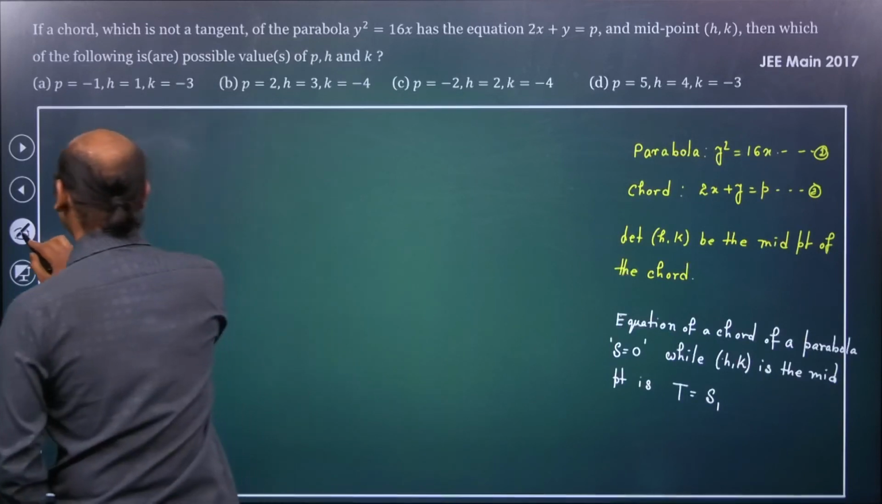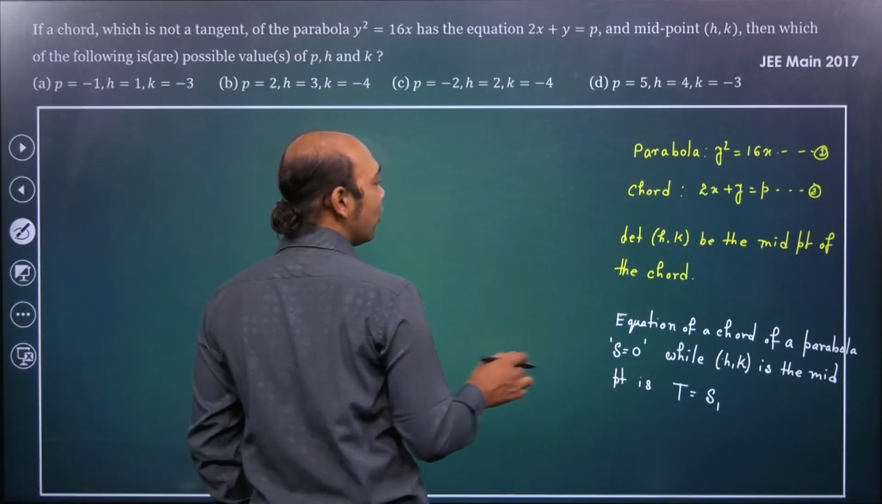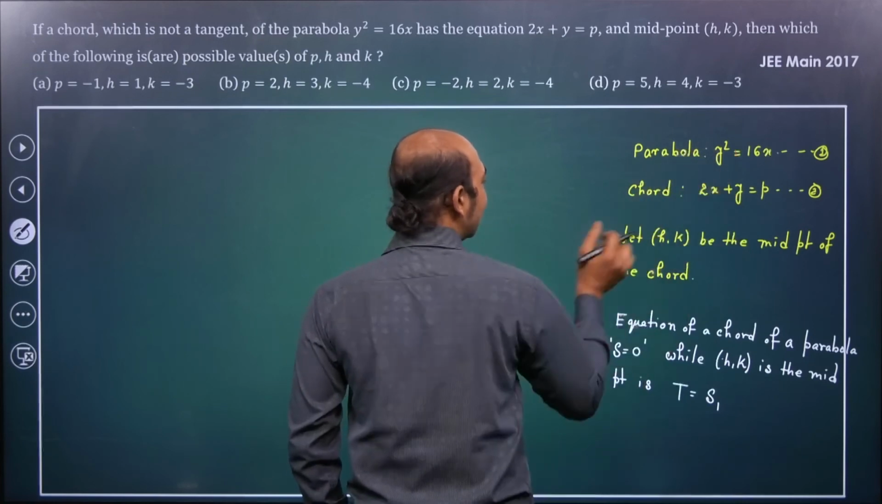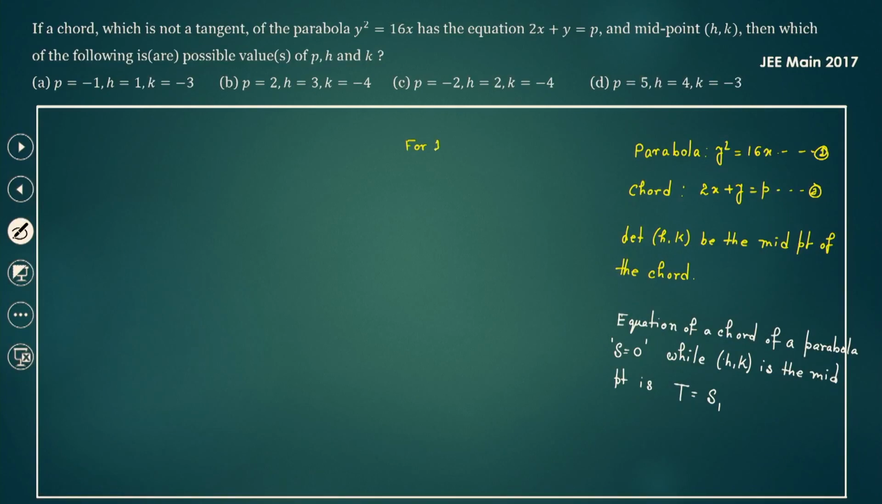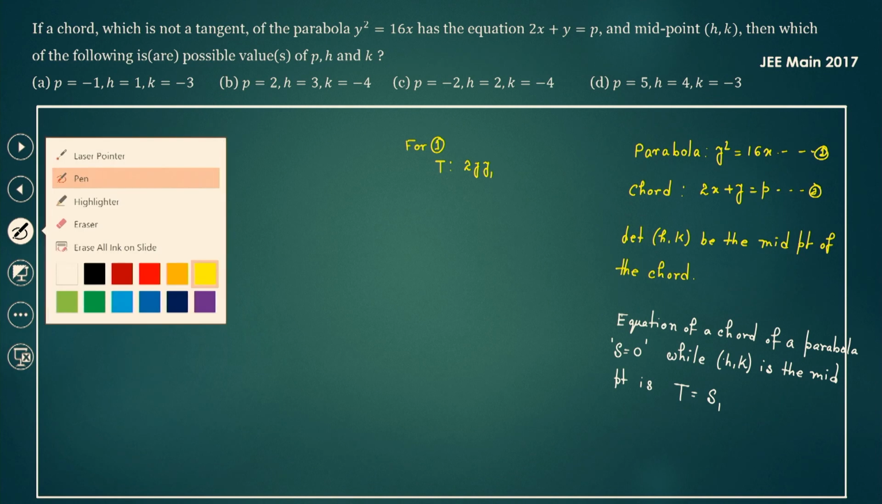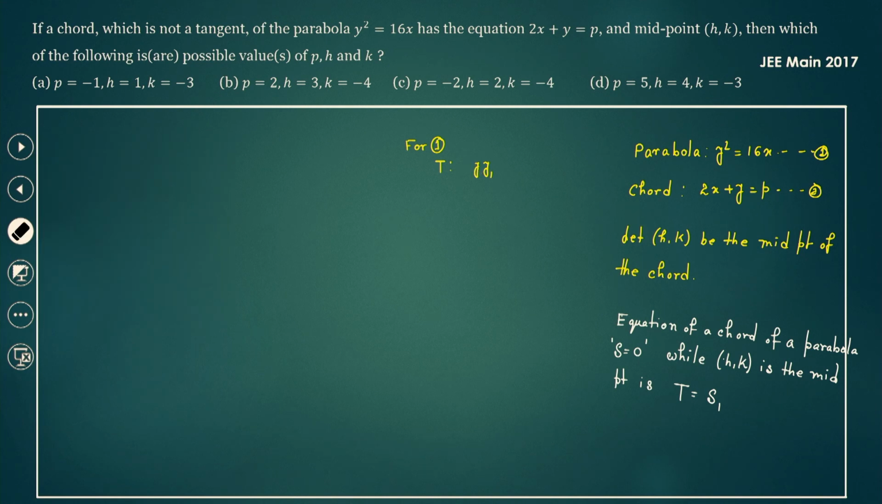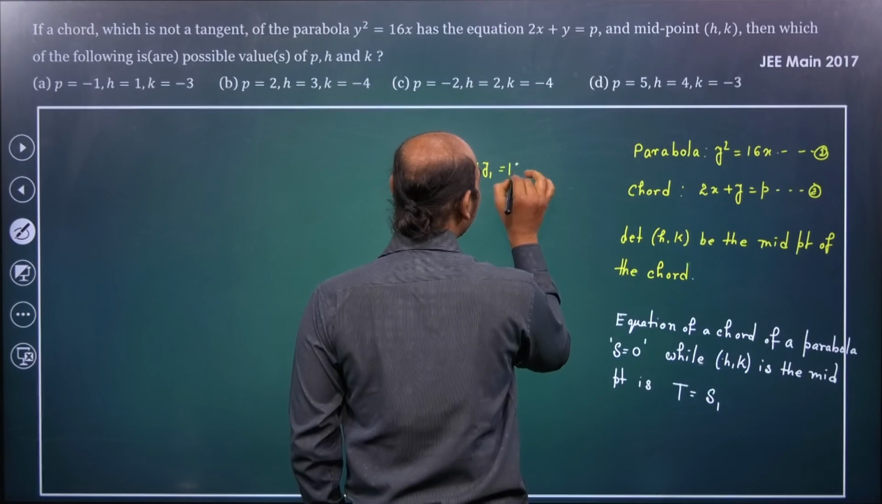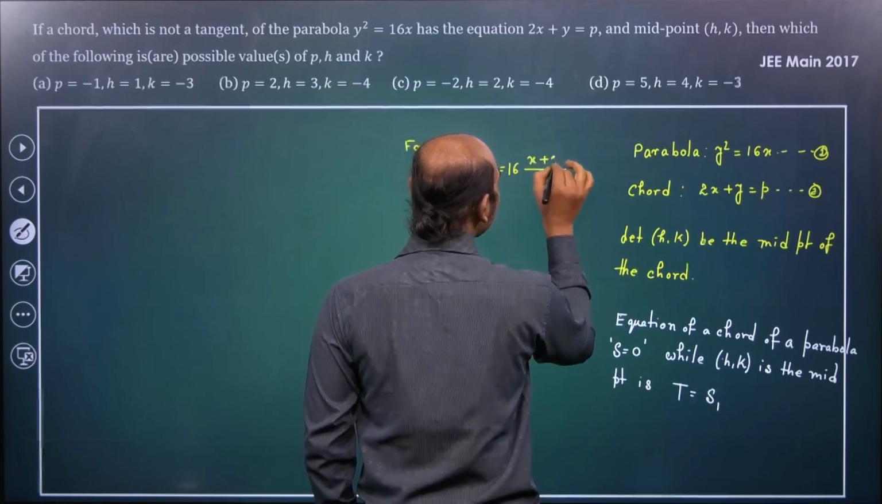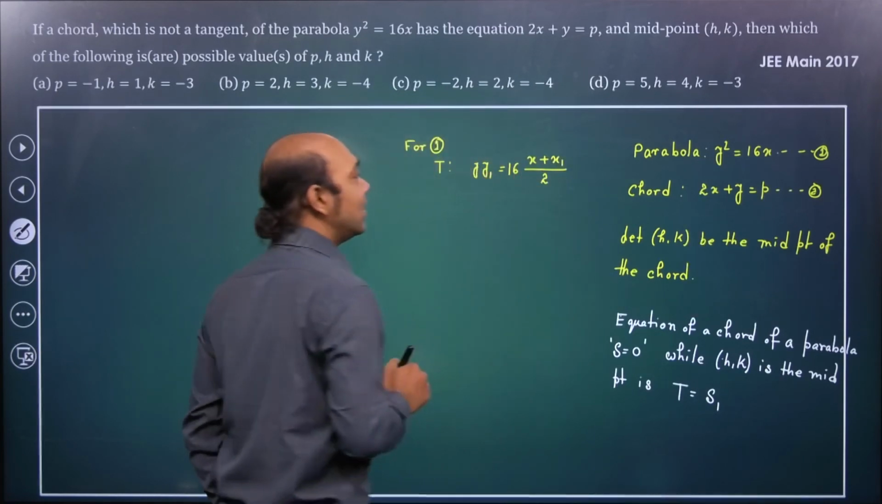Now what is T here? T is equivalent to the tangent equation at the point hk. So for 1, T is equal to 2y, where y will be replaced by y1. That's the concept we'll use. The tangent at any point x1, y1: y will be replaced by y1, and x will be replaced by 1 by 2, x plus x1 divided by 2. That's the tangent here.